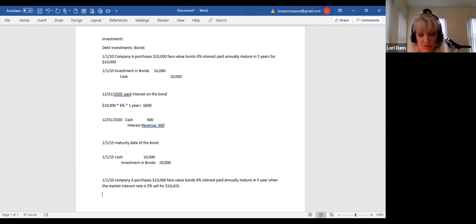Let me double check that. 5, yeah. Okay, so they sell above face value. Well, what does company A do? On 1/1 of 20, they're going to debit bond investment, or investments in bonds, however you want to, an asset account for the face value.